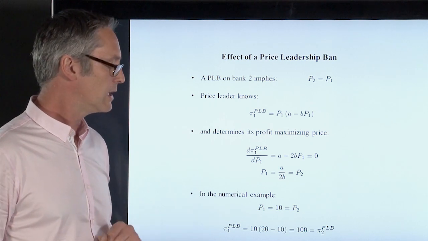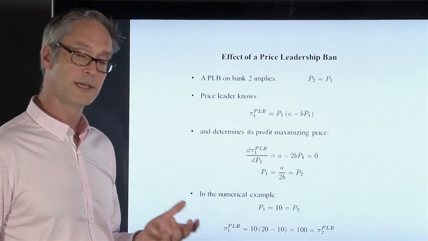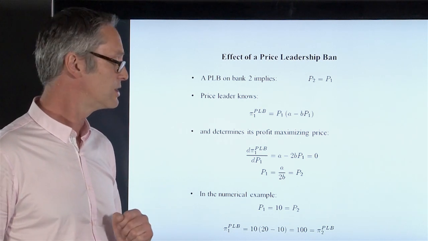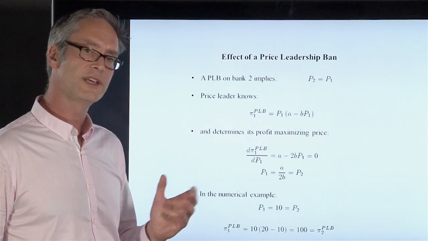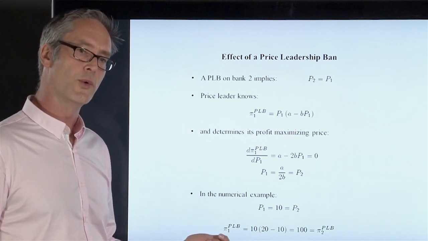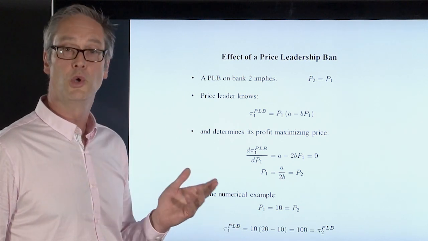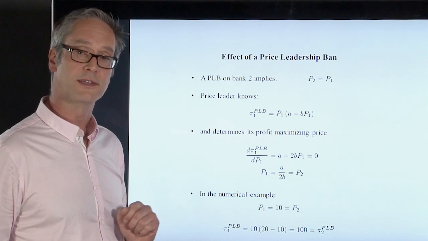And so what you see in conclusion in this basic model of price leadership by a leader-follower setup, if you introduce a price leadership ban of the type discussed, there's going to be coordination from the competitive price leadership equilibrium to the collusive price leadership or monopoly price leadership equilibrium.